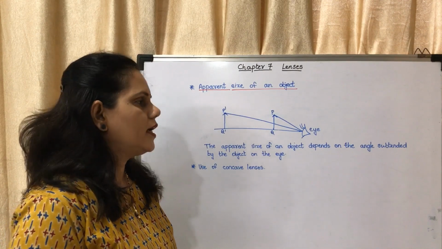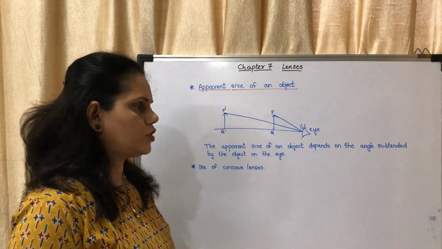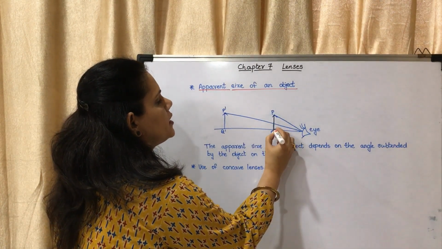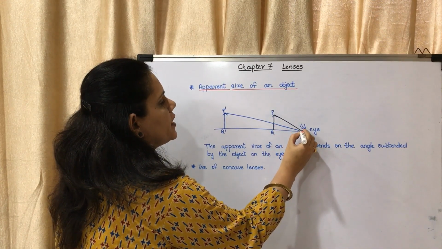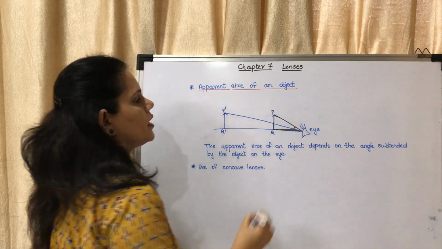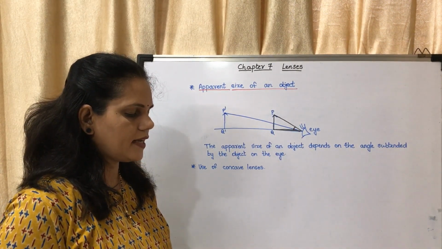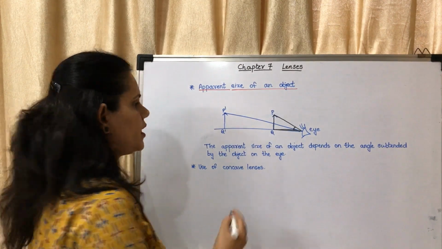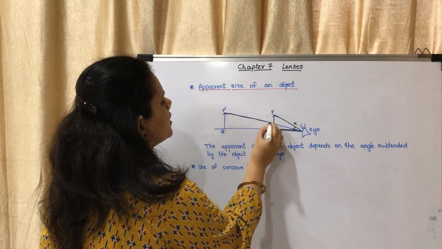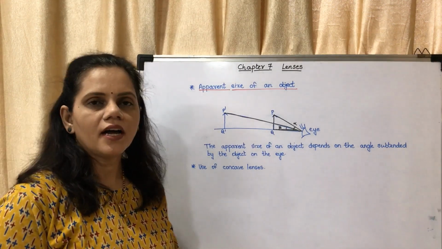Why is it so? It is due to the angle subtended by the object at the eye. Angle subtended means if this is the object, this is the angle which is made. In the textbook they have taken it as alpha, and this angle is taken as beta. Okay, alpha and beta.